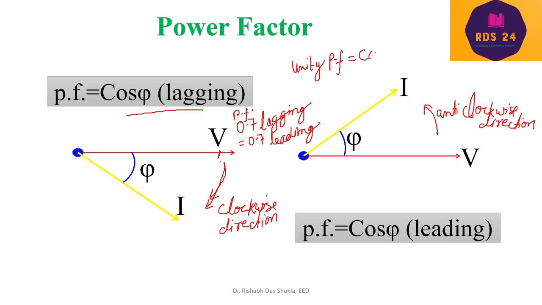Unity power factor means cos phi is 1. Unity means 1. So that means the angle phi is equal to cos inverse 1, which is equal to 0. That means in this case, when the power factor is unity, the voltage vector V coincides with the current vector, or these two vectors are parallel. So there is no angle between the voltage and current vectors. So this is the unity power factor case.